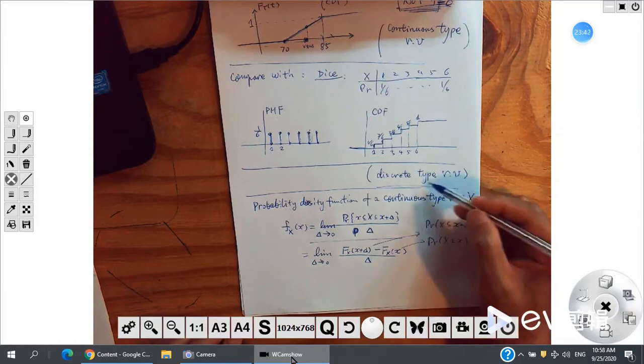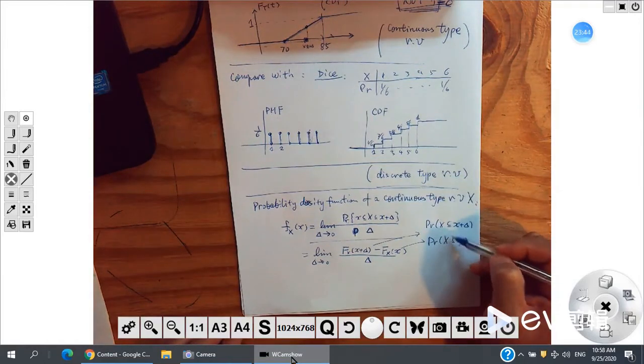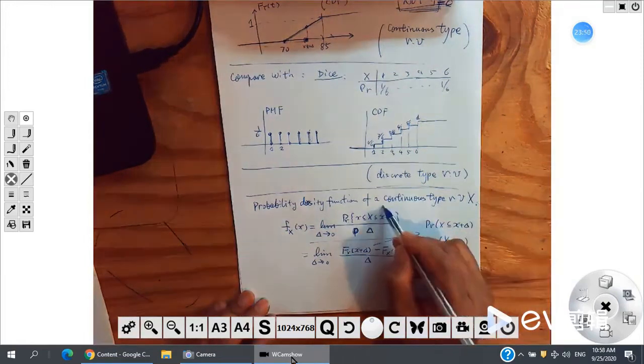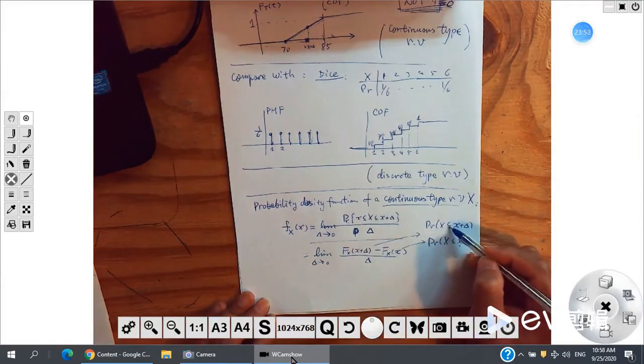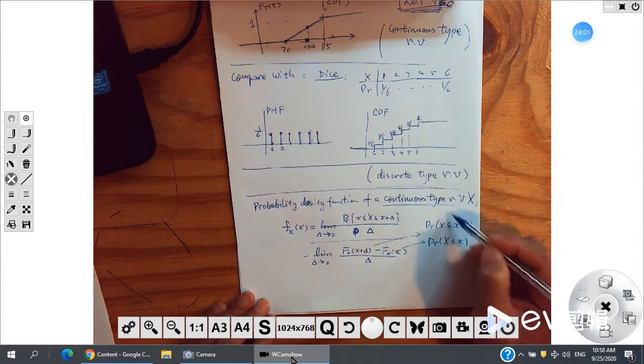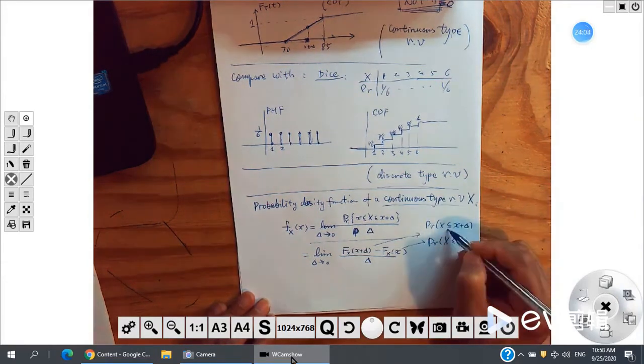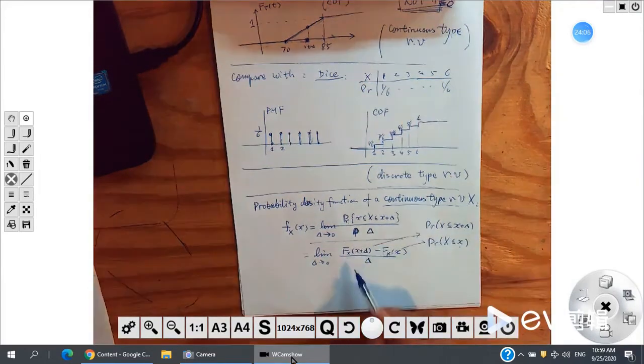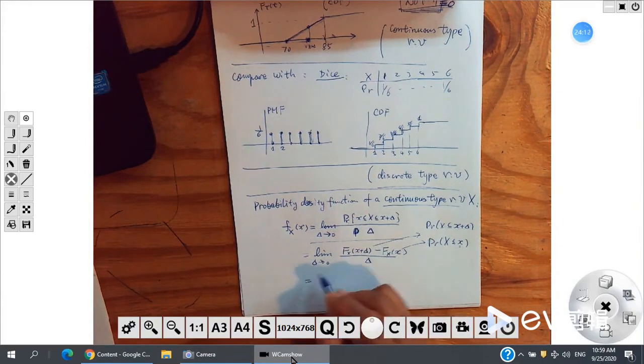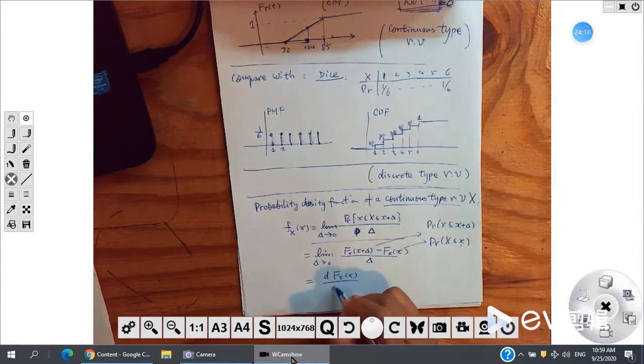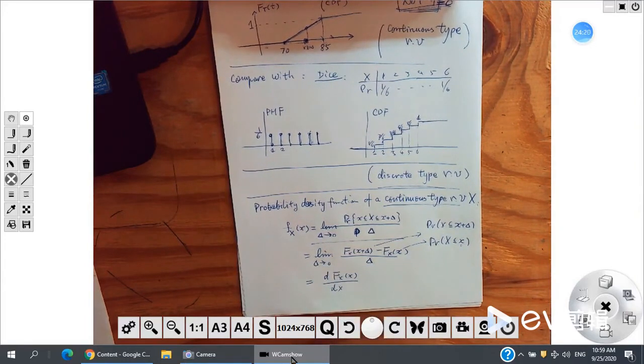The only thing that might be a little confusing is whether it is equal or not equal. For the discrete type, equal or not equal makes things different. But for the continuous case, a single point has probability 0, so whether you have equal here or not doesn't matter. So I just put equal here. And what is this? This is the derivative of F of x. That's it, so we can have a density function.